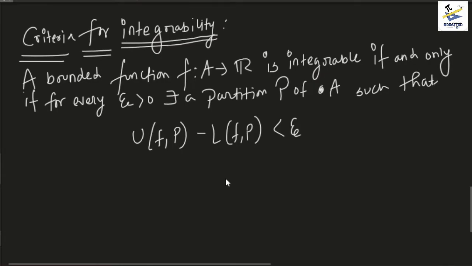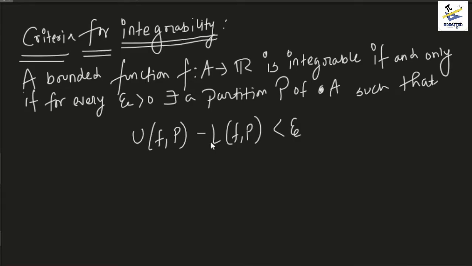So the upper sum of f comma P minus the lower sum of f comma P is less than epsilon. Let me just restate it again. A bounded function f from A to R, of course, where A is a subset of R to the power n, is integrable if and only if for every epsilon greater than 0 there exists a partition P of A such that the upper sum minus the lower sum is less than a certain epsilon.